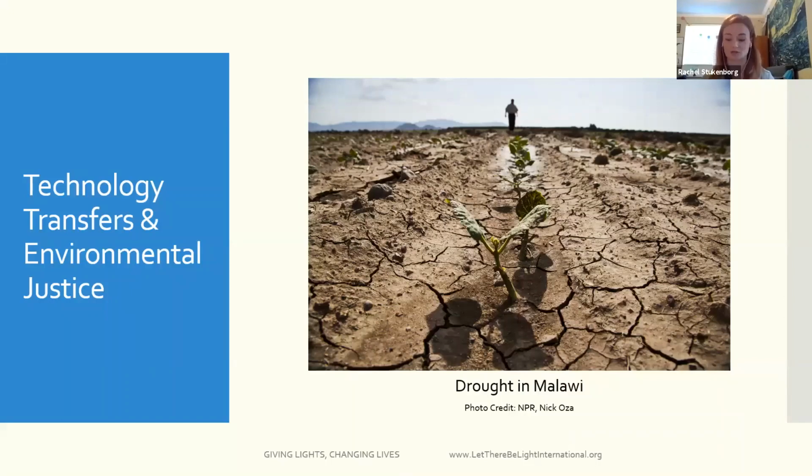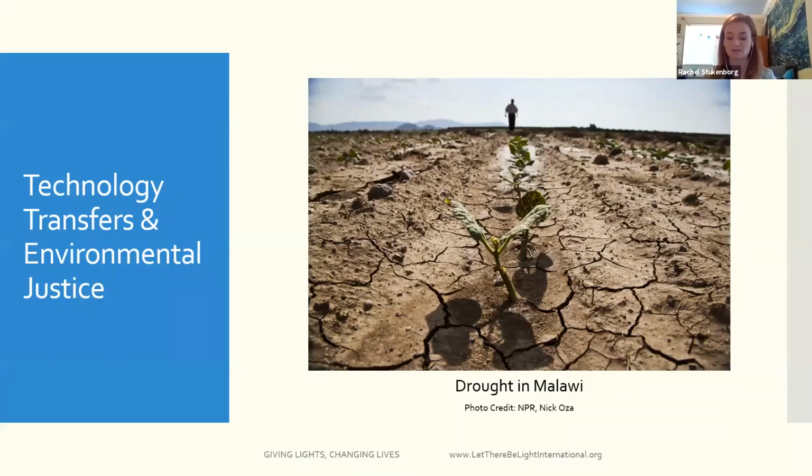And this is because, due to limited resources in their communities, they're less resilient to climate effects like floods, droughts like the one shown here in Malawi, and severe storms. And this is a really unfair trade-off. Technology transfers are a solution to this. They encourage sustainable development that will improve resilience and decrease climate change.